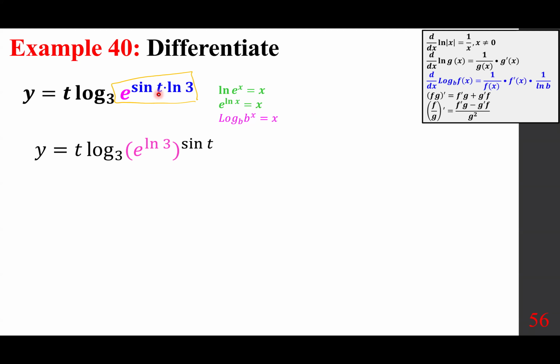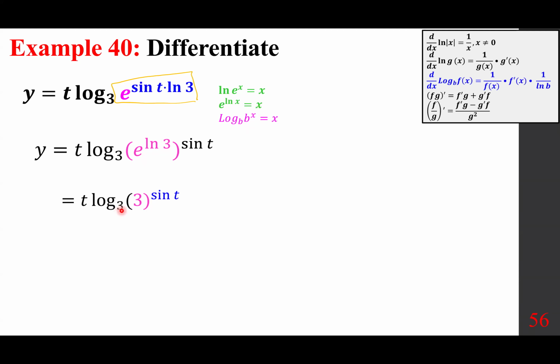I hope you realize we haven't really changed anything. But what is e to the power of ln 3? e to the power of ln x is x, so we will replace this with 3. Log of b to the power of x when the base is b is x.